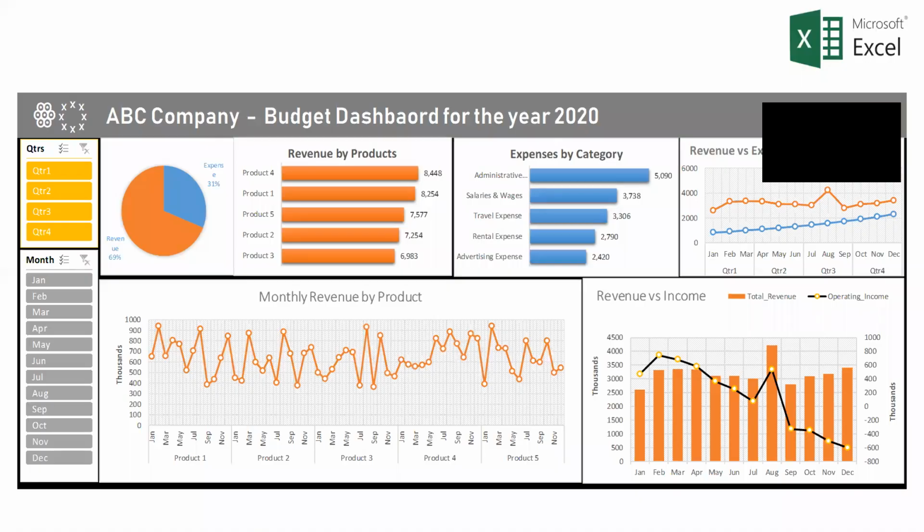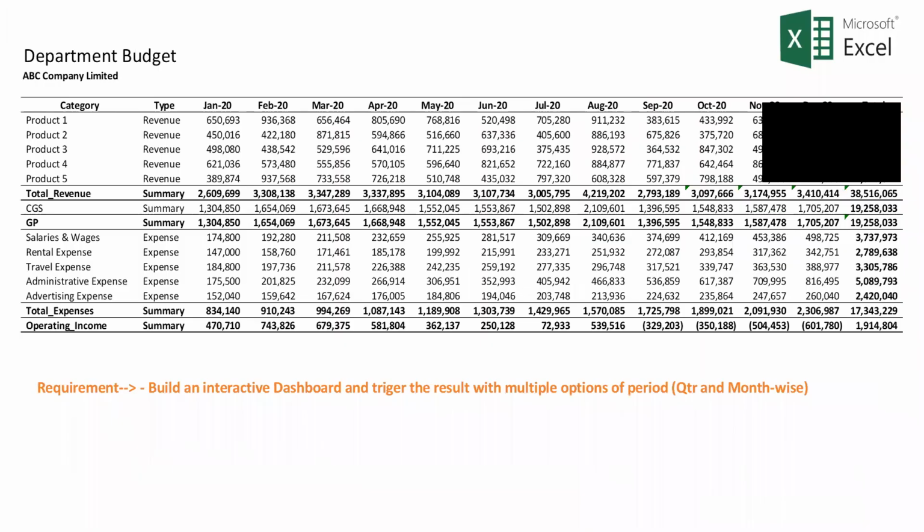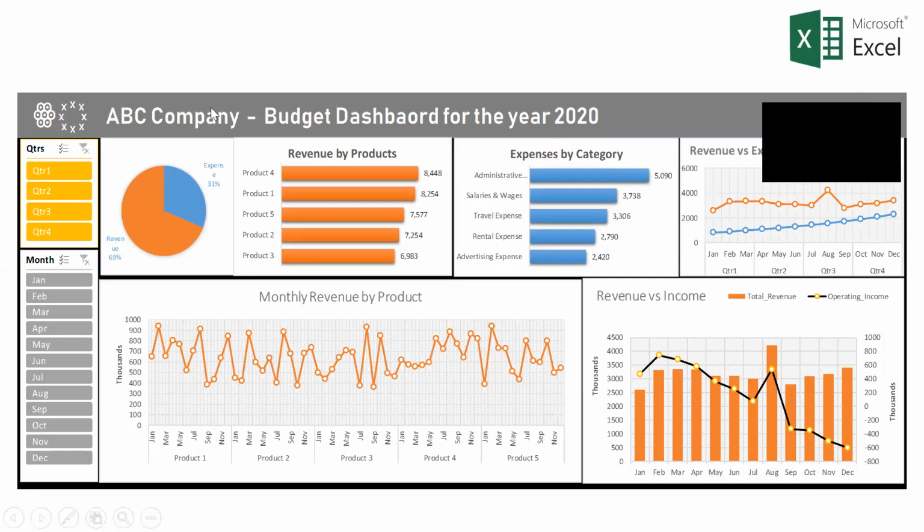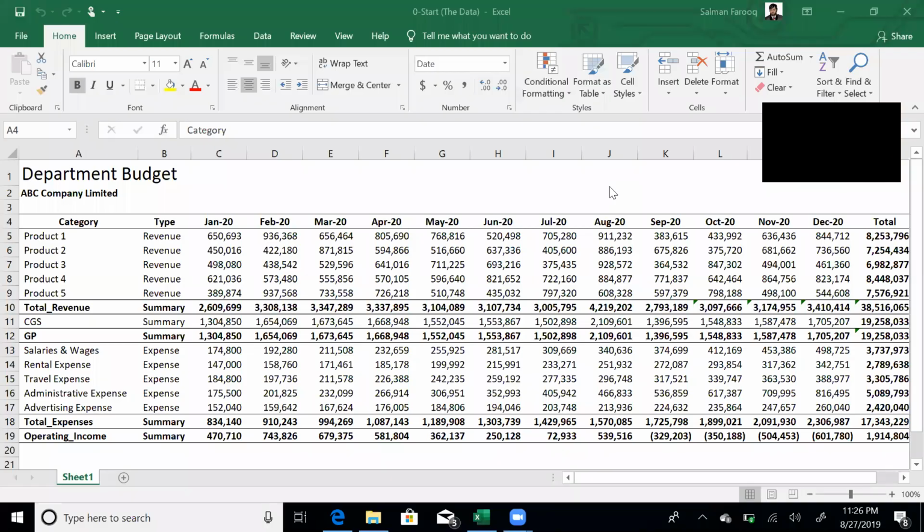And this is the dashboard based on that simple data set. Let me show you the simple data set again. Yeah, this one is your data set. But if you see, there are multiple charts. We can use quarter one, quarter two, quarter three, quarter four slicers and can show our results on a quarterly basis and on a monthly basis. So let's jump towards the Excel file.